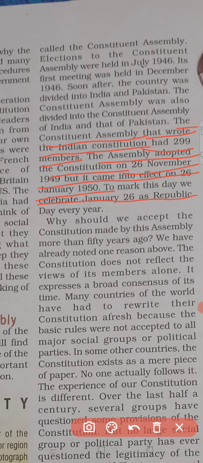And a multiple choice question can arise: how many members were there in the Constituent Assembly? That were 299. And when the Constitution was adopted, it was adopted on 26 November 1949. And it came into effect on 26 January 1950. Okay, and why do we celebrate 26th January as Republic Day? Because on this day our Constitution came into effect.